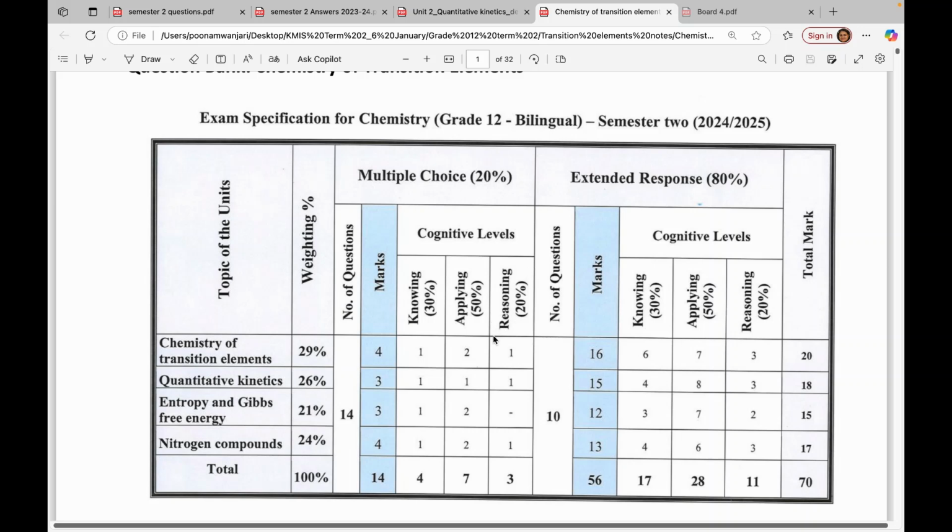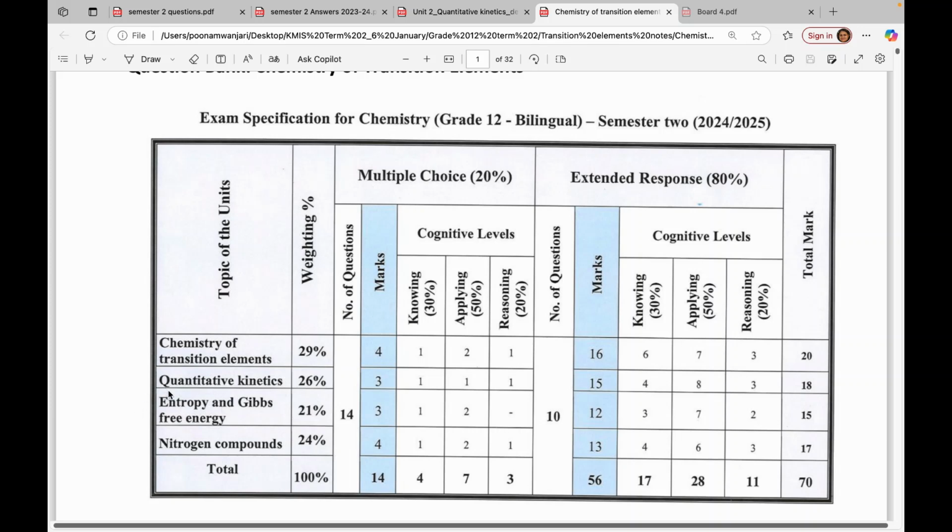In this video, we will focus on the second unit, that is Quantitative Kinetics. Before going directly to past papers, first we will understand the mark specification given by the Ministry of Education.